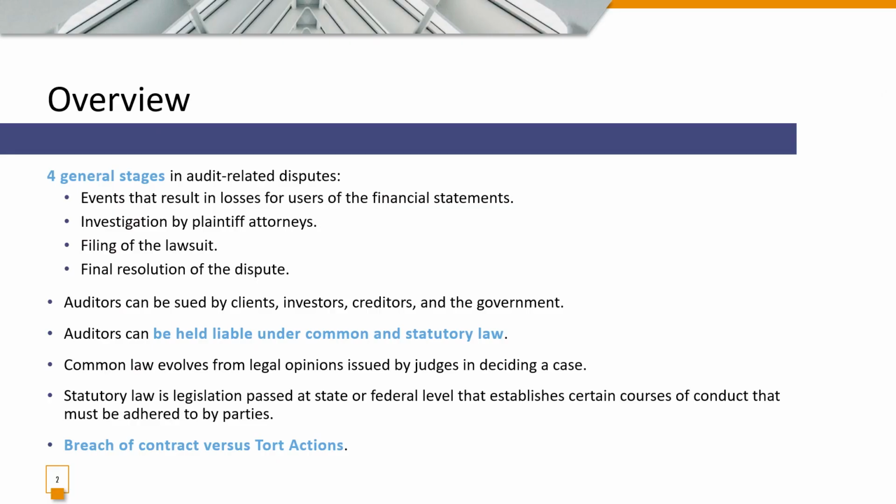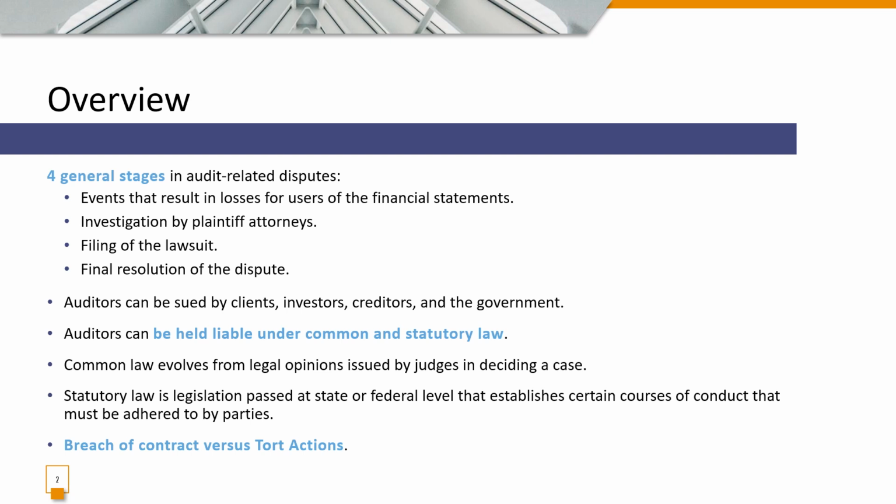There are four general stages in audit-related disputes. It starts off with events that result in losses for users of financial statements. It's followed by an investigation by plaintiff attorneys to link the user losses with the allegations of material omissions or misstatements of financial statements. The third step is the filing of the lawsuit, followed by the fourth step of final resolution of the dispute.